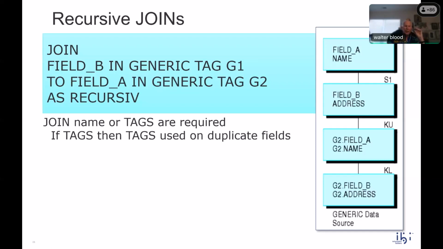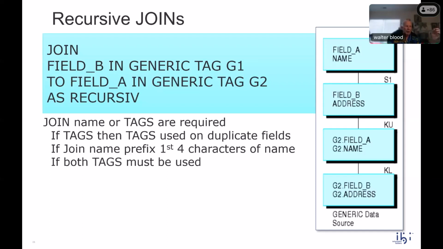You're going to have to name your tags, or names are required, in order to be able to reference which level we want to get to. If we see tags, we use them. If not, we'll use the first 4 characters of the join name. If we see both, we'll use the tags. If you don't have a qualifier, you're going to get the record at the highest level. So if you want something below the highest level, you have to use the tags to get there.